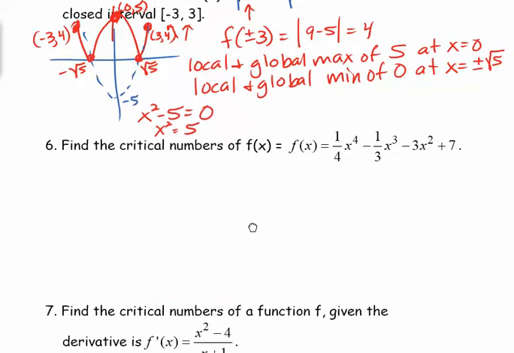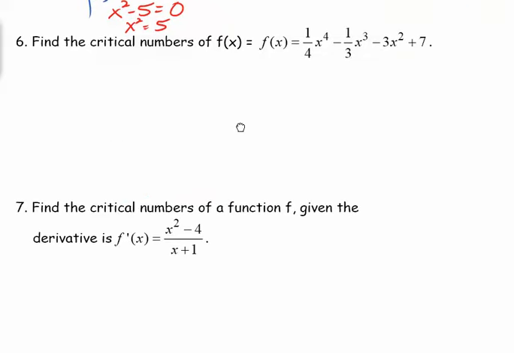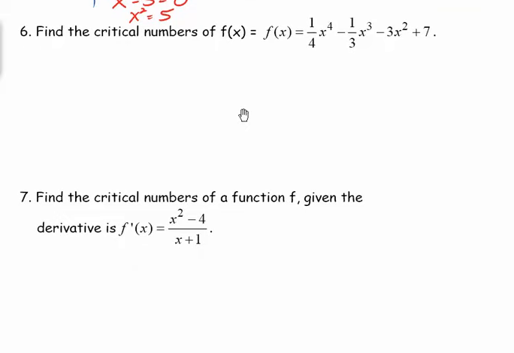All right, critical numbers. Critical numbers are where the first derivative is equal to 0, or where the first derivative is undefined. So looks like I got carried away here with two f of x's. F prime of x, you can see why the fractions are there to give us a nice derivative. So power rule, the 1/4 and the 4 will cancel. The 1/3 and the 3 will cancel.